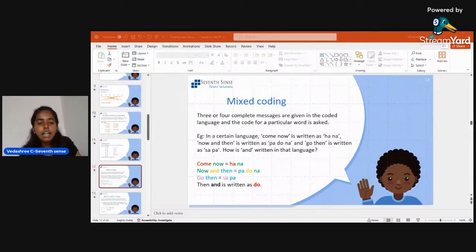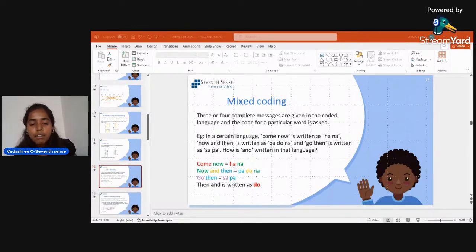So suppose if we consider an example, so in this example, in certain language, come now is written as ha and na. So this is nothing but a code. This ha is assigned for come word, and na is assigned for now. So each and every word has been assigned with a code here. So next, now and then is written as this code, pa, do and na. Okay. So now and then has been assigned with this code. Go then has been written as sa, pa. Then how is and written in that language. So how is and written in this language.